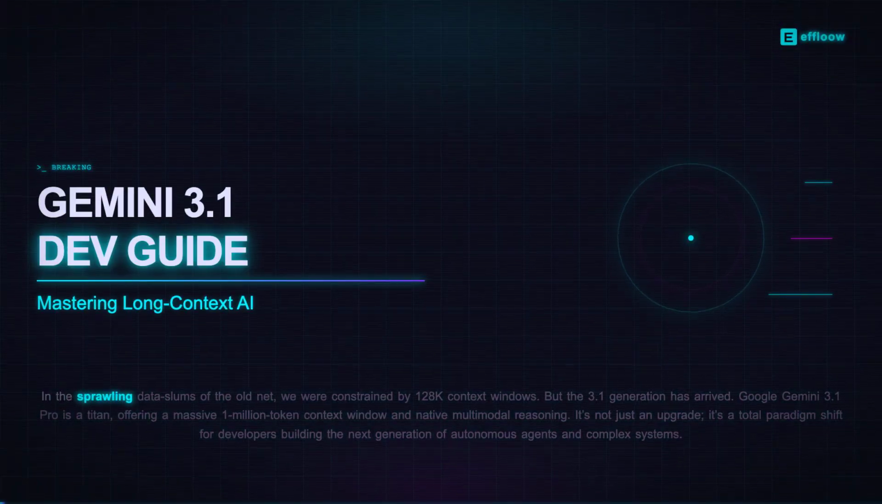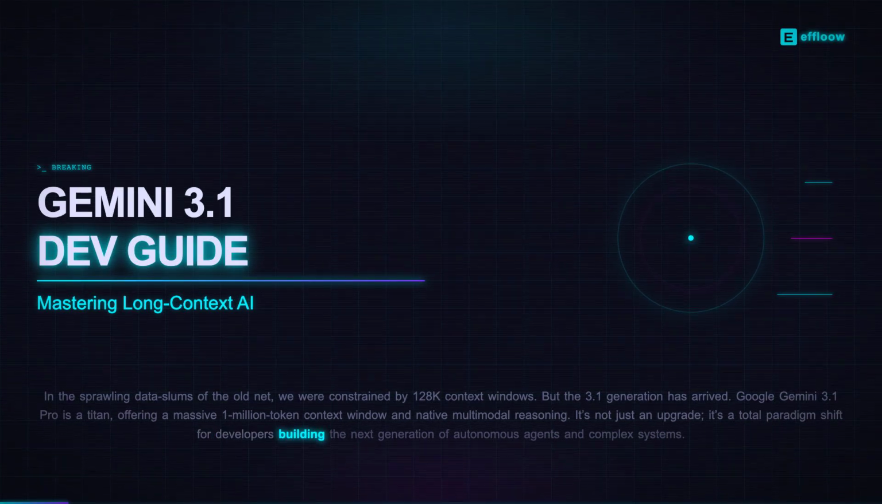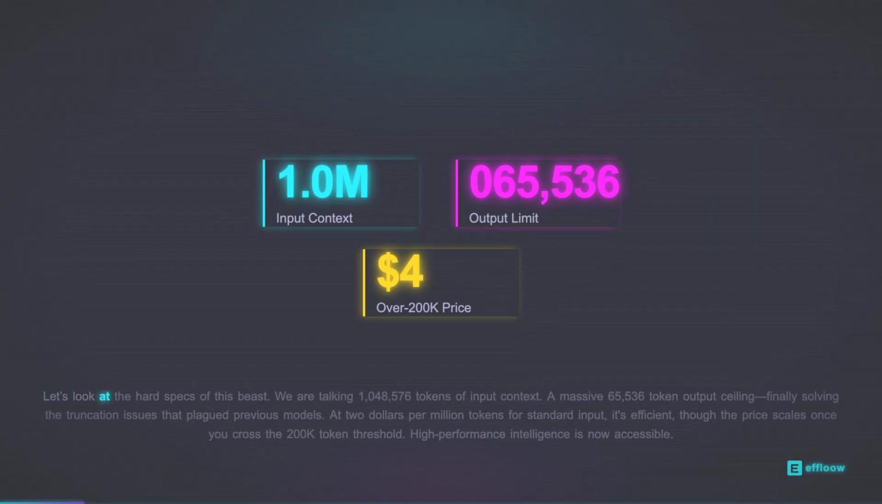In the sprawling data slums of the old net, we were constrained by 128K context windows, but the 3.1 generation has arrived. Google Gemini 3.1 Pro is a titan, offering a massive 1 million token context window and native multimodal reasoning. It's not just an upgrade, it's a total paradigm shift for developers building the next generation of autonomous agents and complex systems. Let's look at the hard specs of this beast.